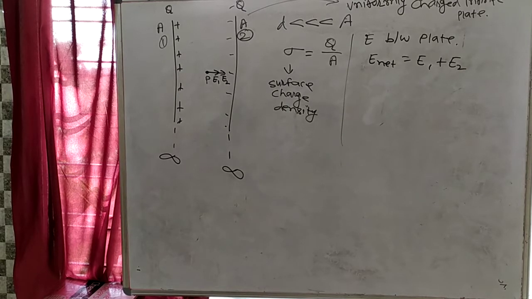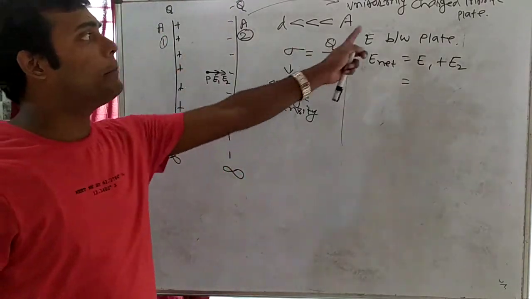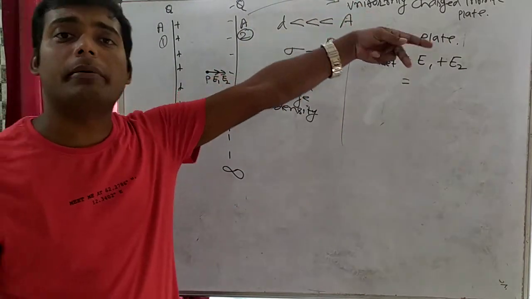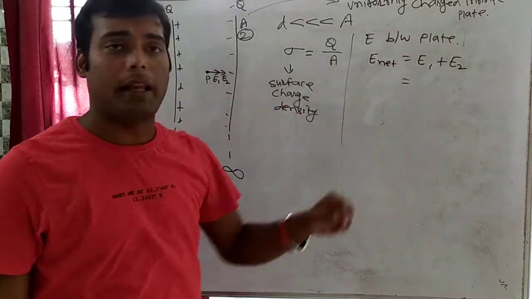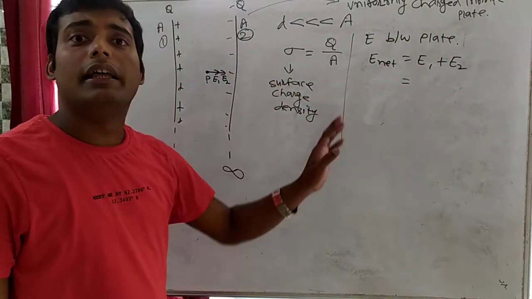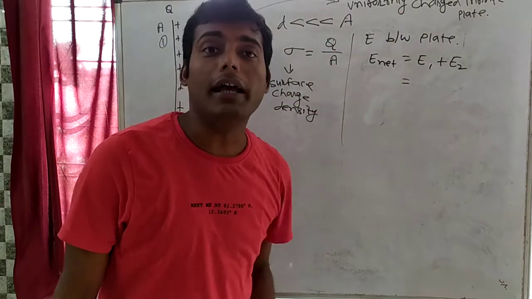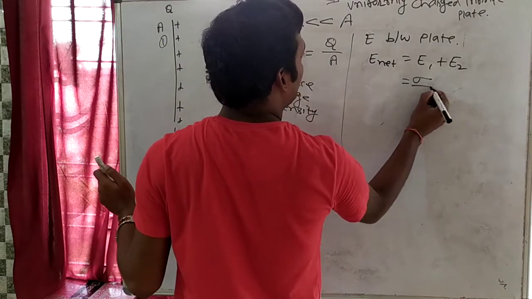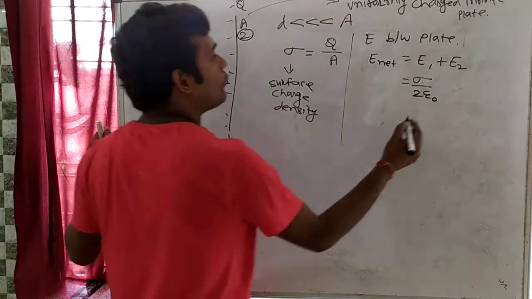Can we write up to this? What will be E1? Electric field due to a uniformly charged infinite plate at a point. I derived this in chapter 1. If you don't know it, search on YouTube for electric field due to uniformly charged infinite plate by Sir Kanhaiya, and you will find that lecture. That electric field is equal to sigma by 2 epsilon naught.